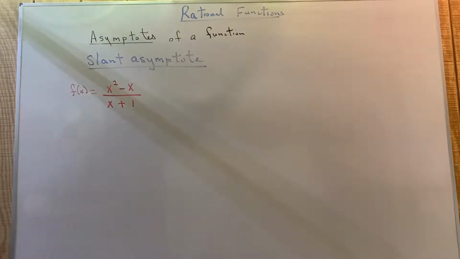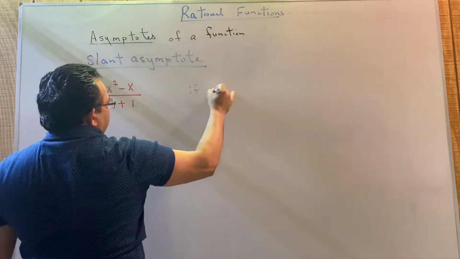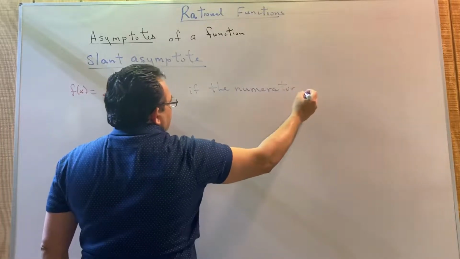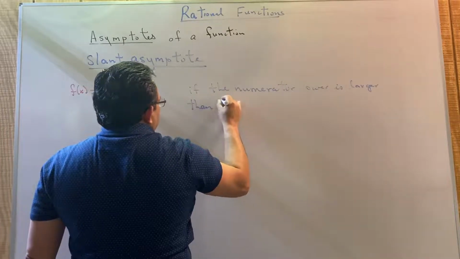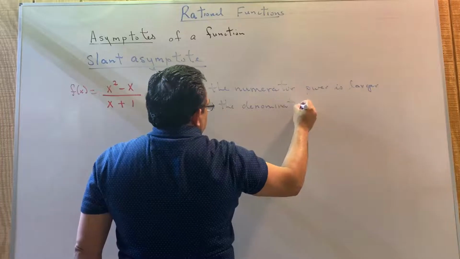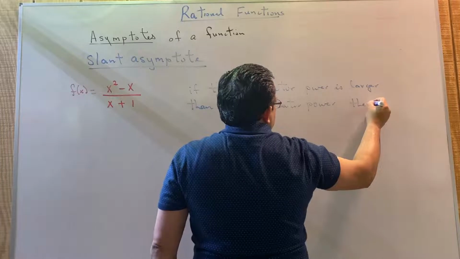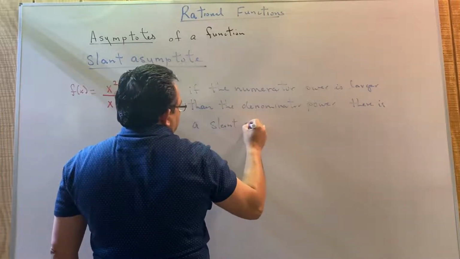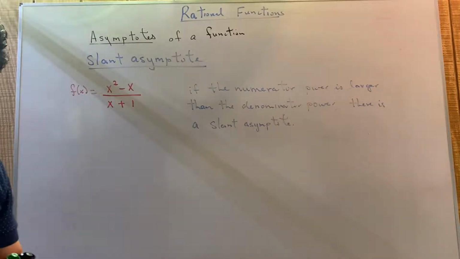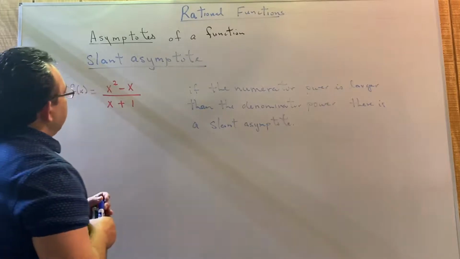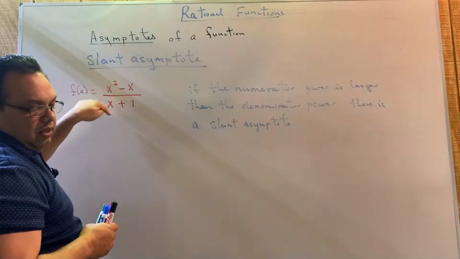So how do we figure out what the slant asymptote is? Well, note, if the numerator power is larger than the denominator power, there is a slant asymptote. If the degree of the numerator is greater than the degree of the denominator, then we have a slant asymptote. Now, since we're looking at linear, that degree has to be exactly 1 greater.